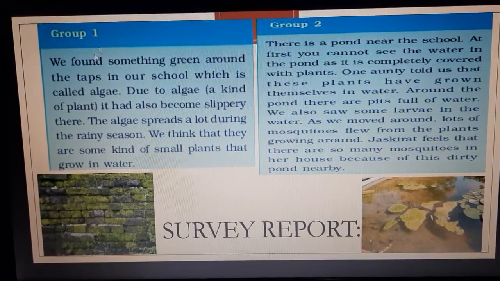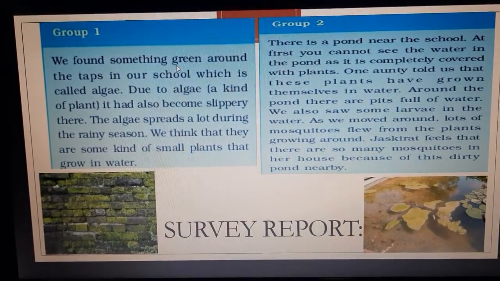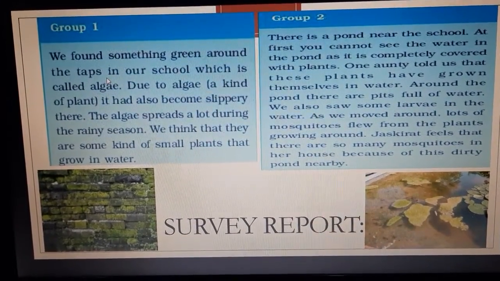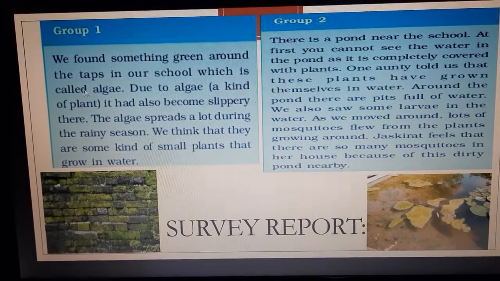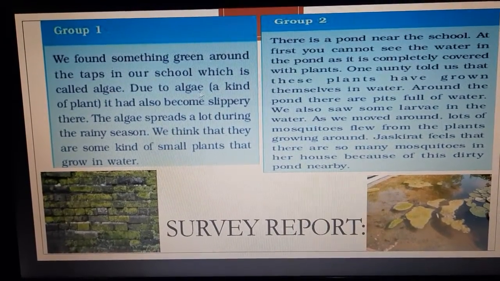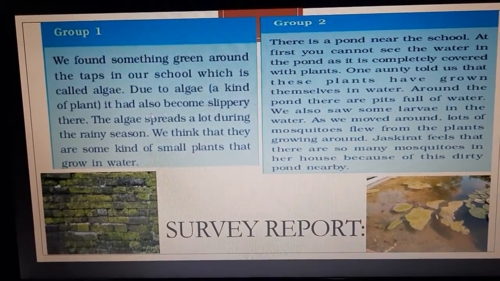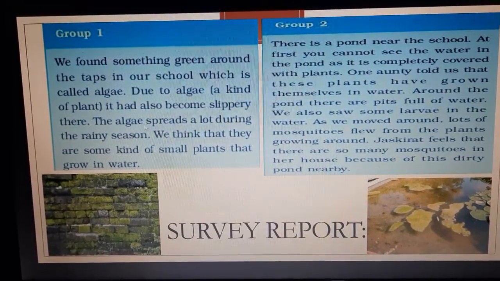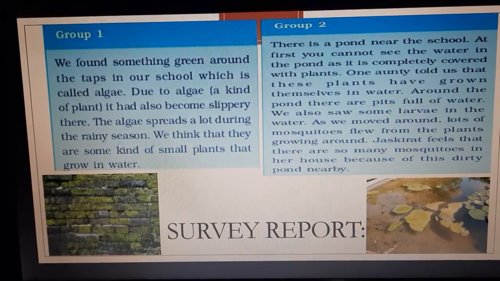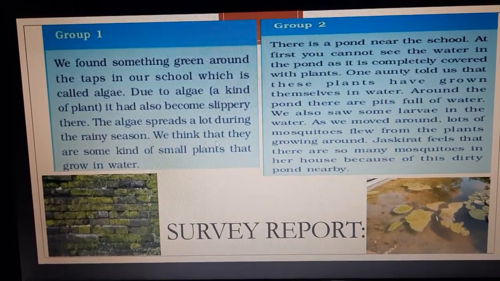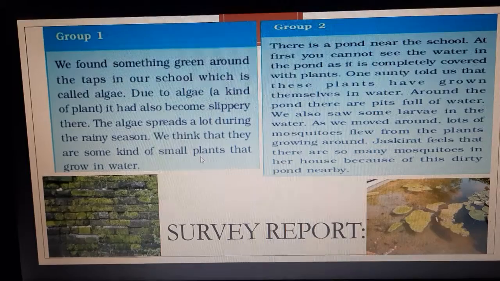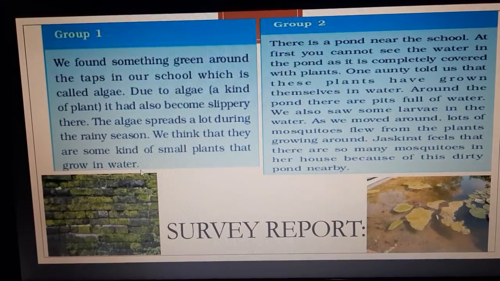The first group says, "We found something green around the taps in our school, which is called algae. Due to algae, a kind of plant, it had also become slippery there. The algae spreads a lot during the rainy season. We think that they are some kind of small plants that grow in water."